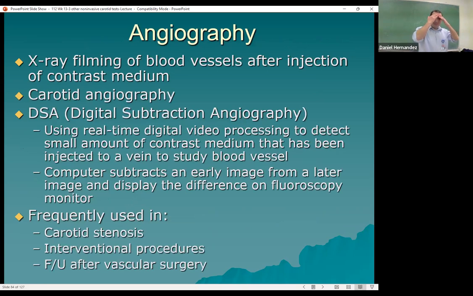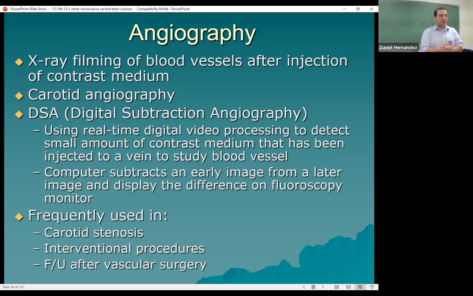So angiography, our gold standard. This utilizes X-ray. We need contrast medium. Angiography is considered an invasive test because we're introducing contrast into the patient. And we need that contrast to be able to visualize the blood vessels.